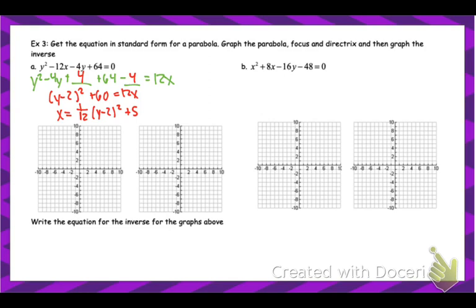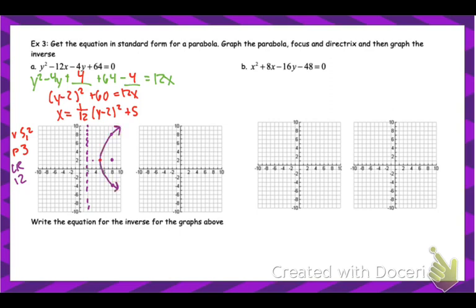So from here, vertex is going to be at 5, 2. P-value, so 1/4p is 1/12, so p-value is 3. Because p is positive and this is x equals and y squared, it's going to open right. So I'm going to move 3 to the right to get my focus, move 3 to the left to get my directrix. Latus rectum, 4 times p would be 12. Total distance is 12, so from the focus, I'm going to go up 6 and down 6.